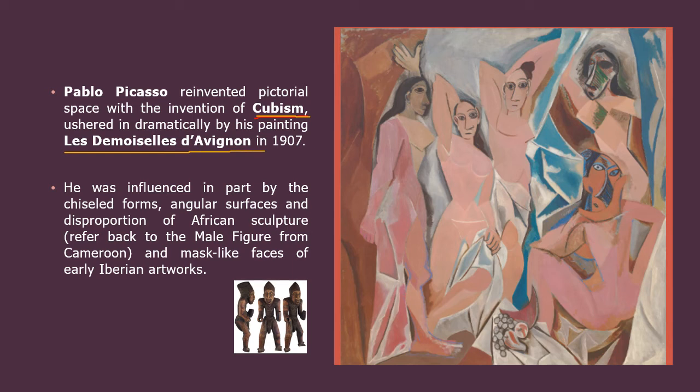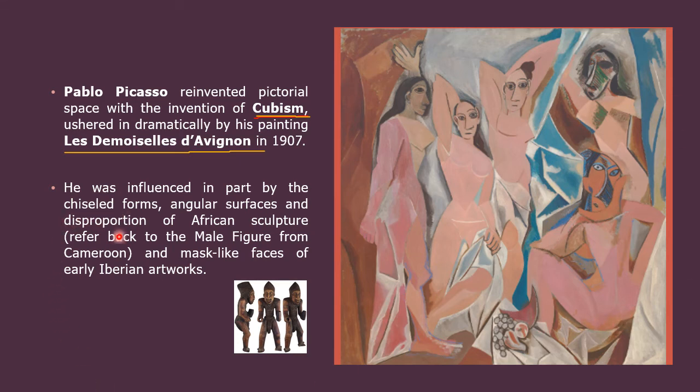So this is an image of women. As you can see, the lines are kind of pointed and the colors are kind of exaggerated. So this is the image. This is the first painting wherein he showed us Cubism.